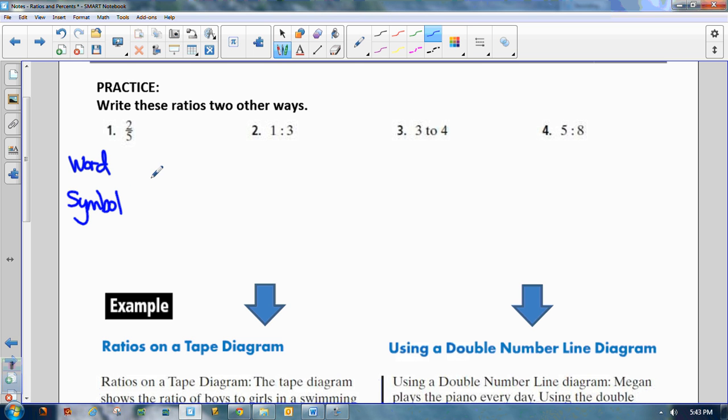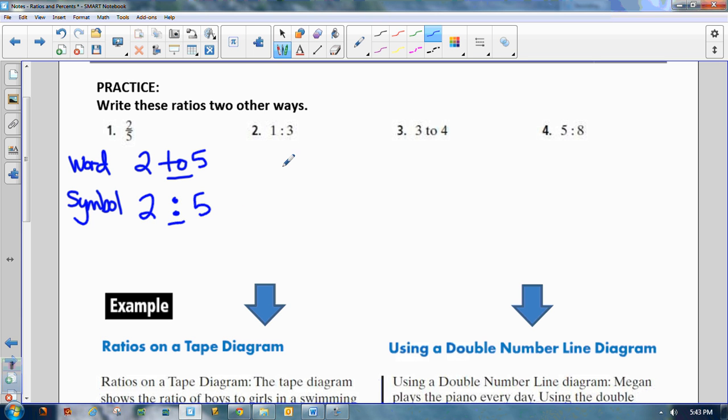So in word form is using the word TO. Since this is a fraction going top to bottom, we're then going to turn that and write it left to right. So 2 to 5 as a fraction is 2 to 5, and there's our word form. Symbol would be using the colon. Same way, except instead of the word TO, we put in our 2 dots, our colon, and then 5.